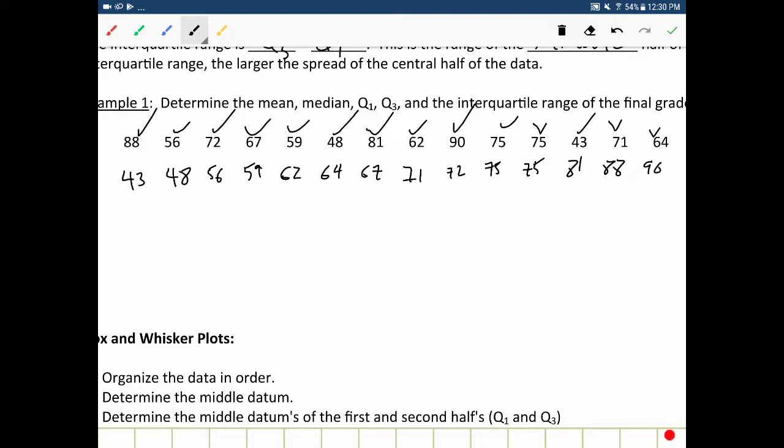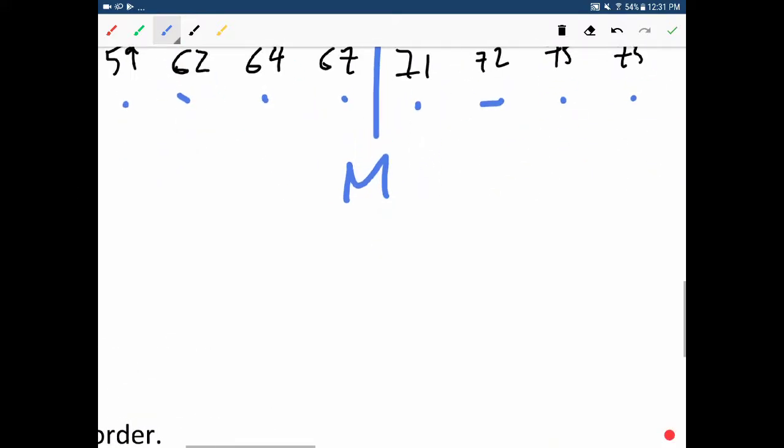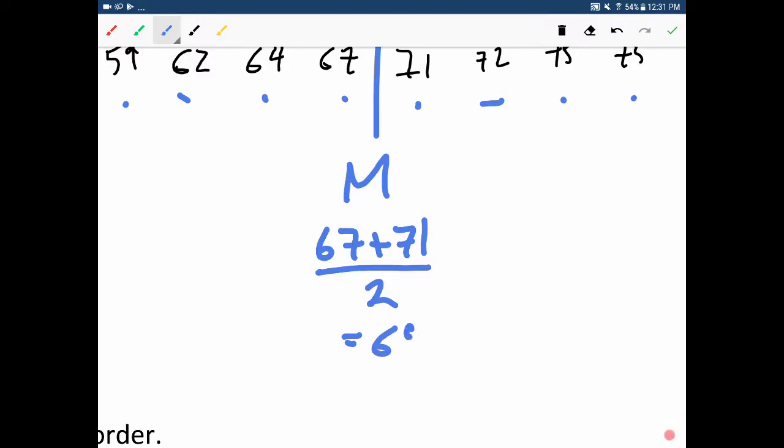First of all, we're going to find the median, so we can count in from each side, 1, 2, like that, and we find that this is the middle right here. That's my median. Because it fell between two pieces of data, we are going to do 67 plus 71 and divide by 2, which should give us 69. So that equals 69. That's your median.